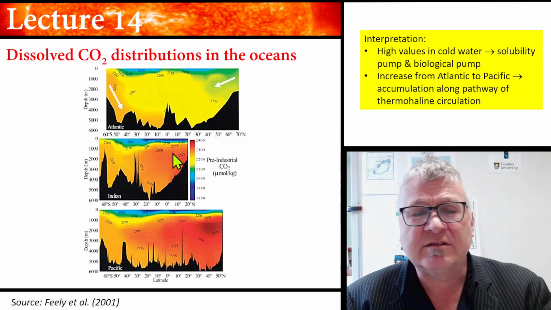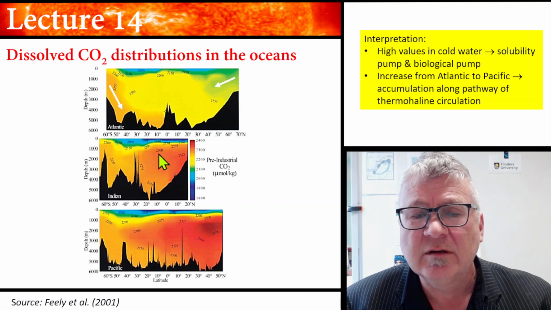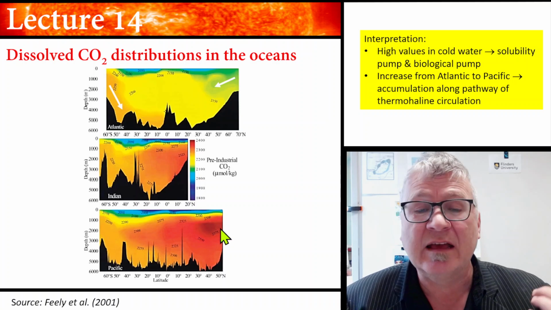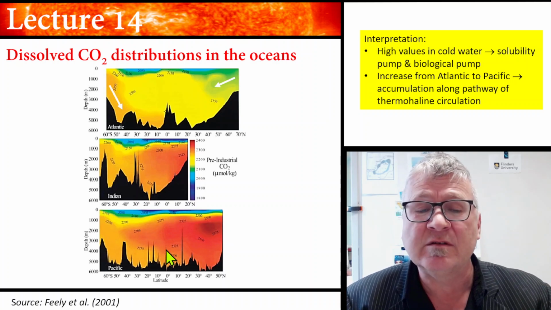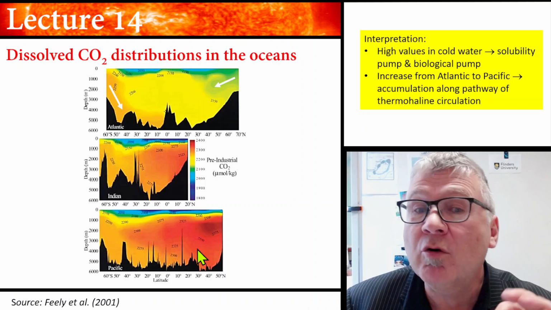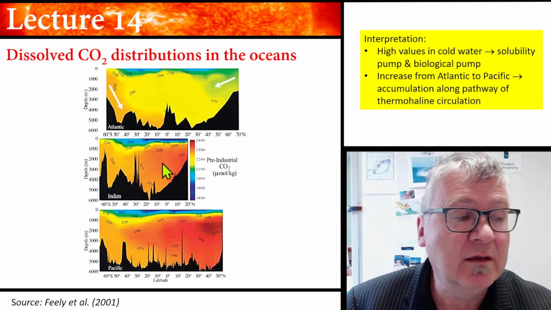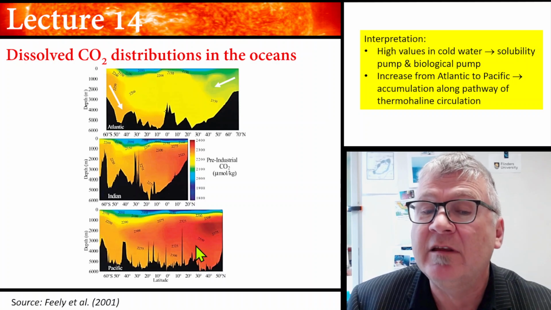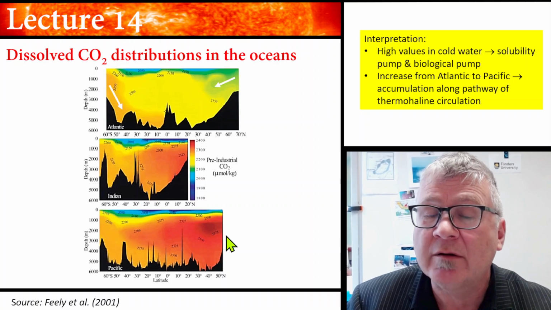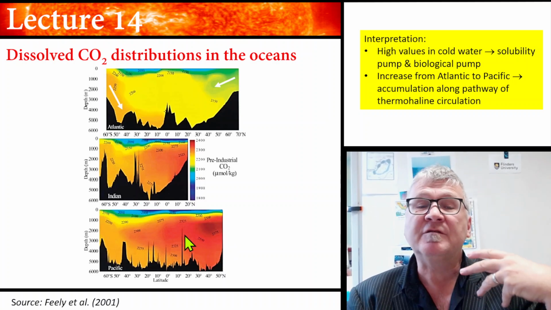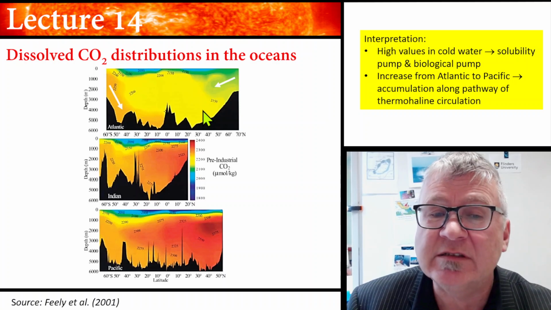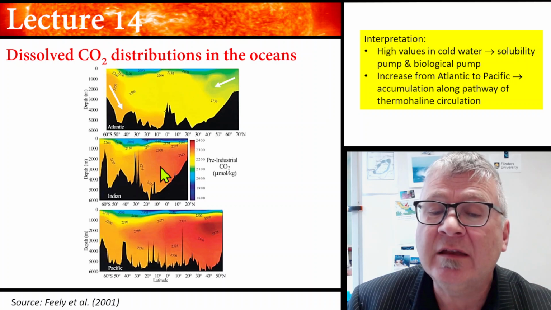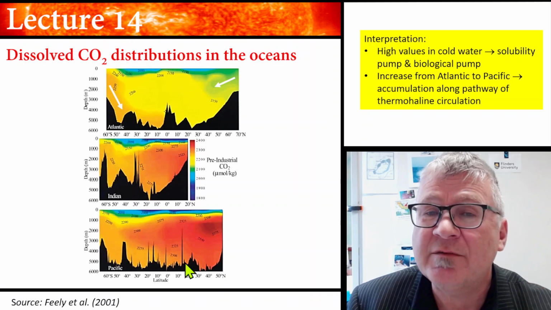Okay, and let's have a look. Similar: low at the surface, high values at depth. And the Pacific Ocean, again similar: low at the surface, higher at depth. However, if you now compare the Atlantic with the Indian and with the Pacific Ocean, you can see it turns progressively more orange and more red. So dissolved CO2 at depth increases as you move from the Atlantic to the Indian to the Pacific Ocean.